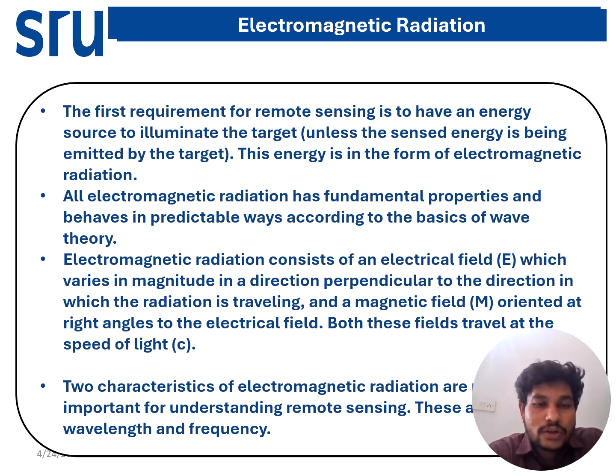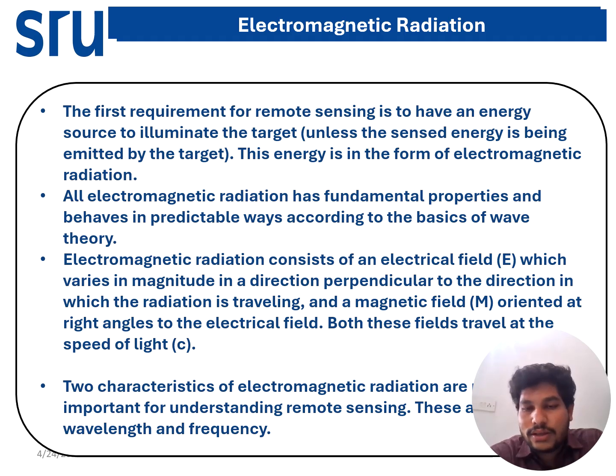The electric field varies perpendicular to the direction in which the radiation is traveling, and its magnitude also varies from distance to distance, and the magnetic field is at a right angle to the electric field. Both these fields travel at the speed of light. And the two basic characteristics of an electromagnetic wave which are important to understand remote sensing are wavelength and frequency. So wavelength is the heart of remote sensing.